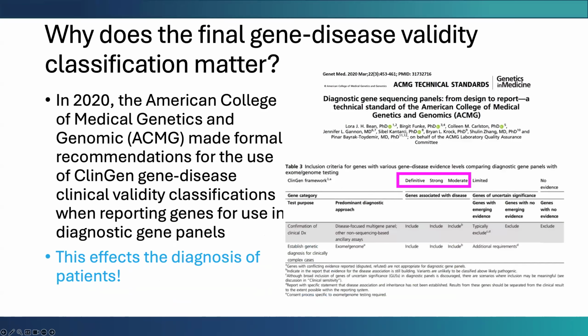And why does that matter, you may ask? Well, if we think about just gene curation itself, we can see in 2020, the American College of Medical Genetics and Genomics, or the ACMG as we all call it, had formal recommendations for the use of ClinGen's gene-disease clinical validity classifications when reporting on genes for use in diagnostic gene panels. In fact, it tells you if you have a definitive, strong, or moderate classification, you can include those on panels and you can return results, right, up to likely pathogenic or pathogenic. But if you had limited, disputed, or refuted, that changed not only their recommendation on its inclusion, but how you would return variants in those genes to patients.